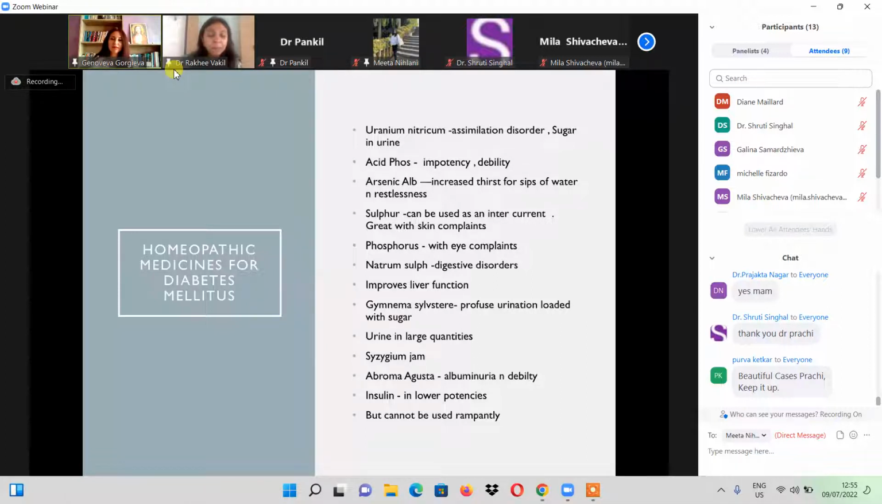Abroma augusta. You see a lot of albuminuria in diabetes with debility. The patient will complain and say, I am passing white urine, or I'm passing some long strands in urine. And if you feel very debilitated, Abroma augusta gives very good results. Insulin is also used in lower potencies, but insulin cannot be used like how you use allopathic insulin. There are certain indications which need to be followed, and you give very, very good results.